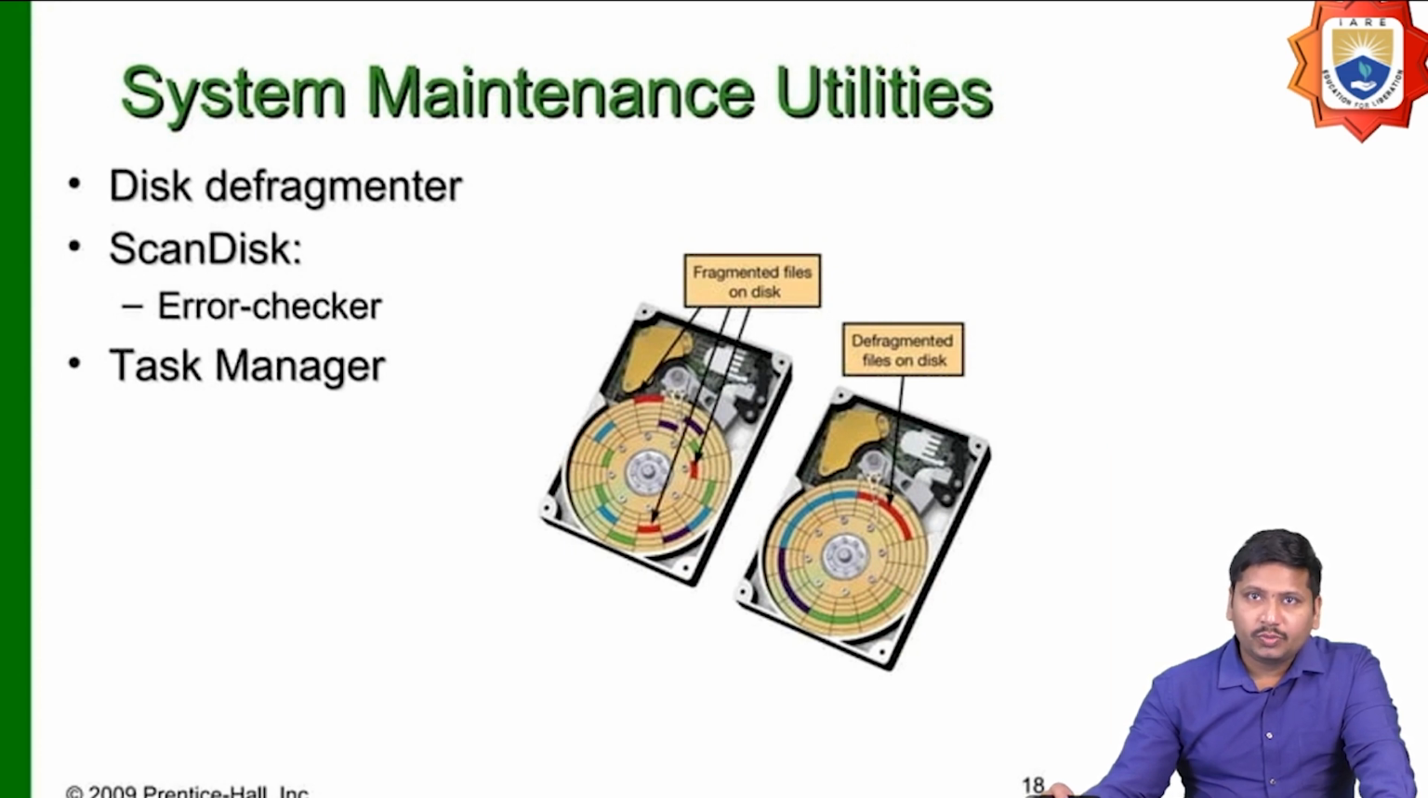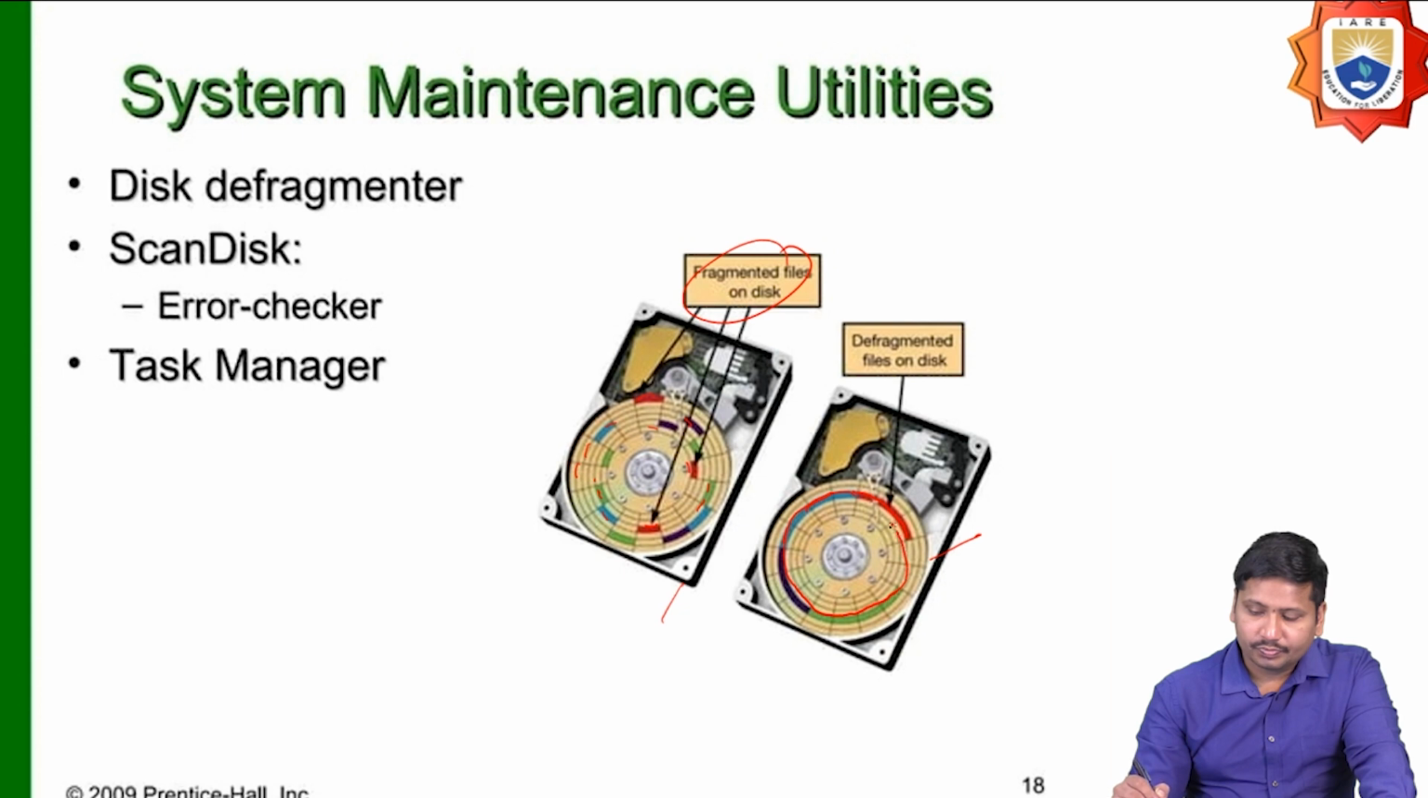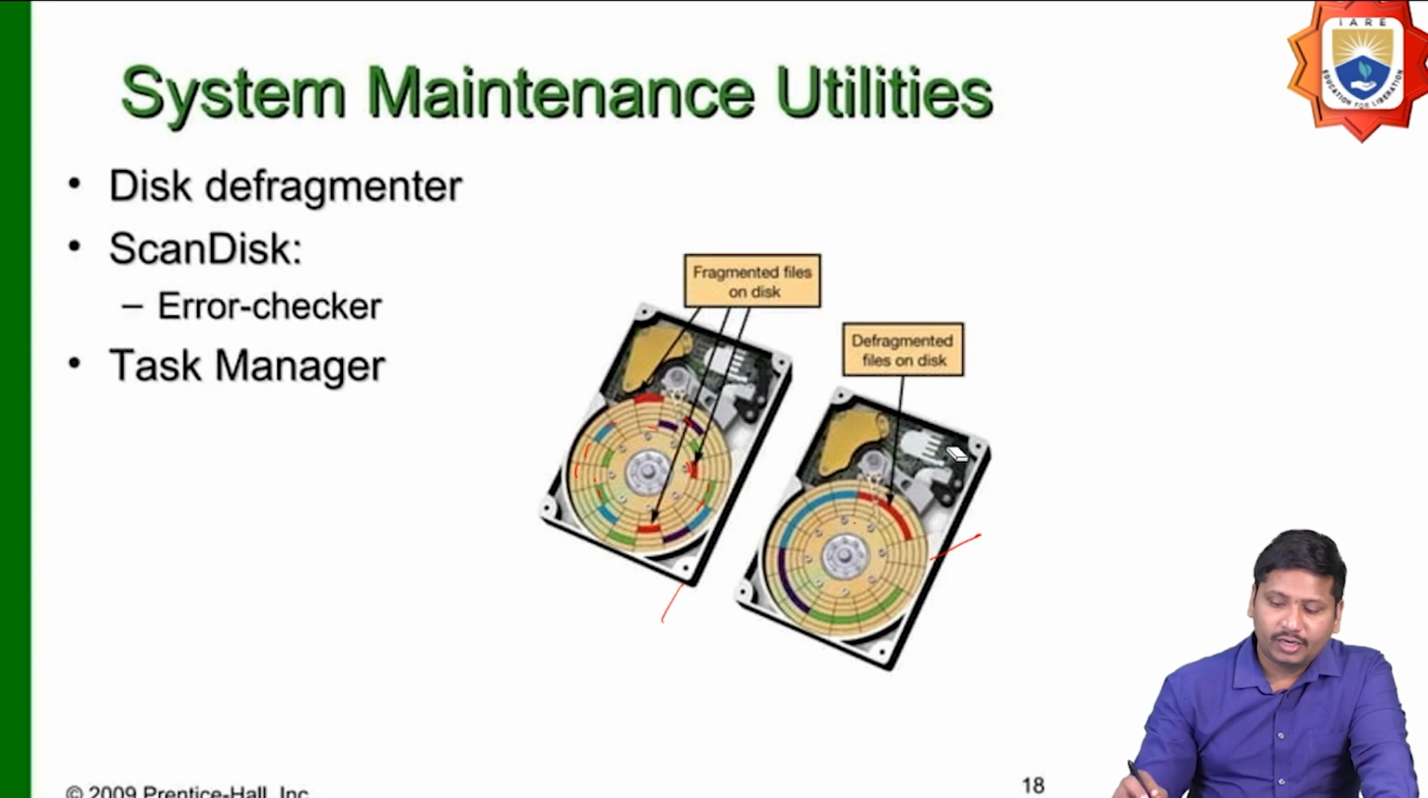System maintenance utilities also include disk defragmenter, scan disk for error checking, and task manager. These are the drives, the hard disk, where you can see the fragmented files on the disk or defragmented files on the disk. Fragmented files on the disk are stored in different sectors where all the data is stored. Defragmented means it is shown in serial order over the entire disk, one by one. That is the difference between defragmented and fragmented disk files.